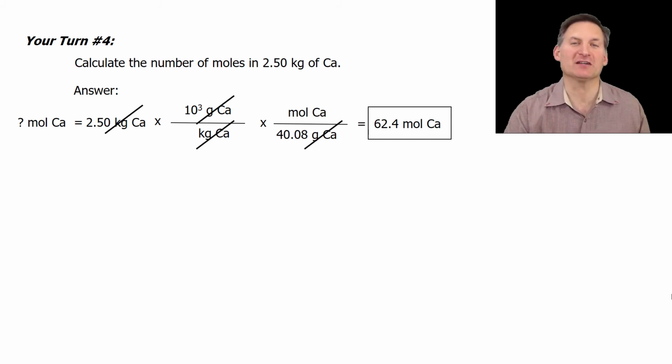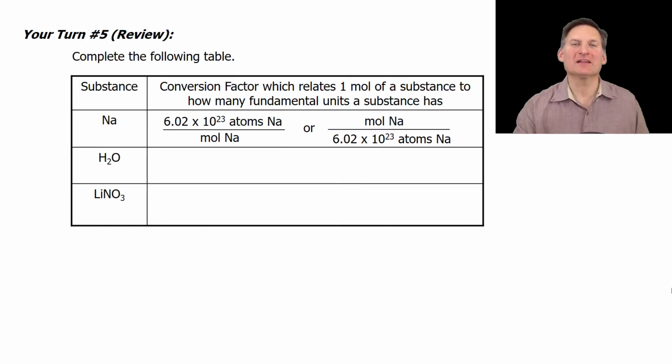Recall in those calculations, instead of dealing with mass, we dealt with how many particles, how many atoms, how many molecules, how many ions. In those calculations, we needed to employ Avogadro's number, 6.02 times 10 to the 23rd. Let's start with a brief review of conversion factors involving Avogadro's number. Complete the following table, please. The first row is done for you. Stop the video now.